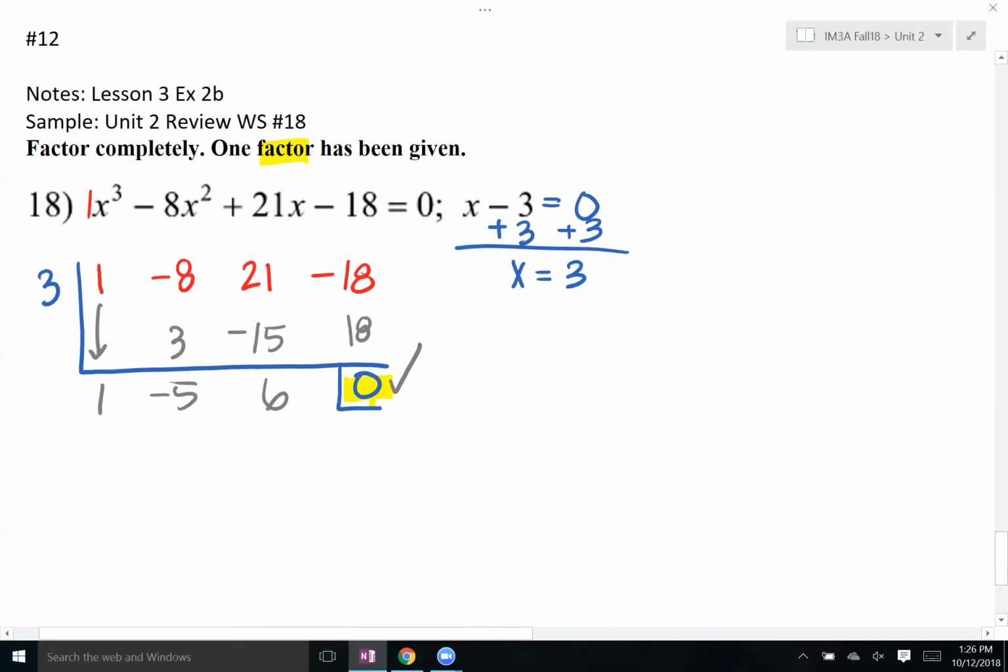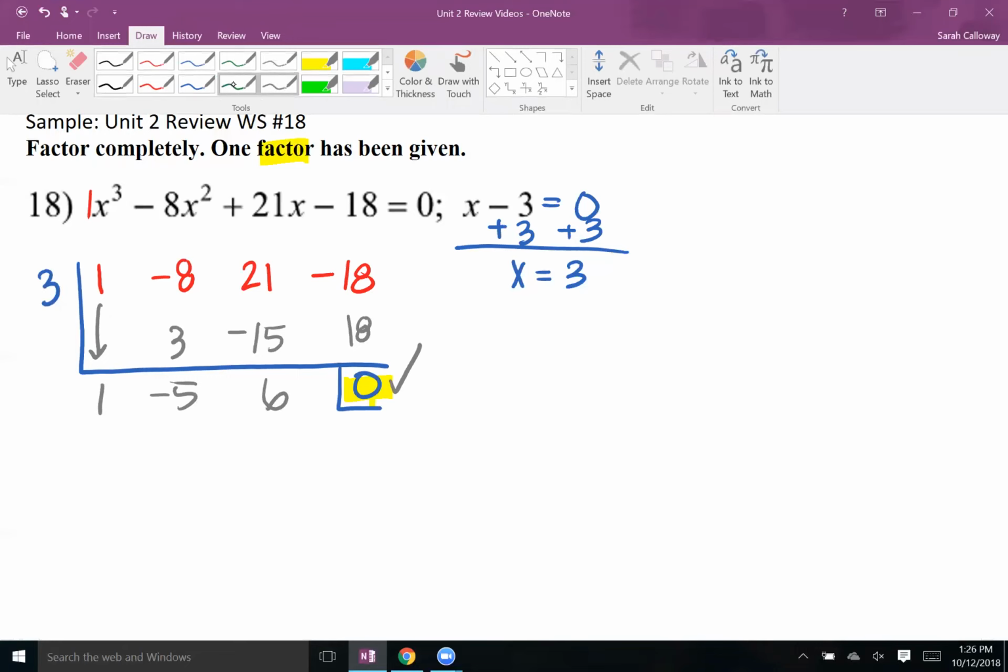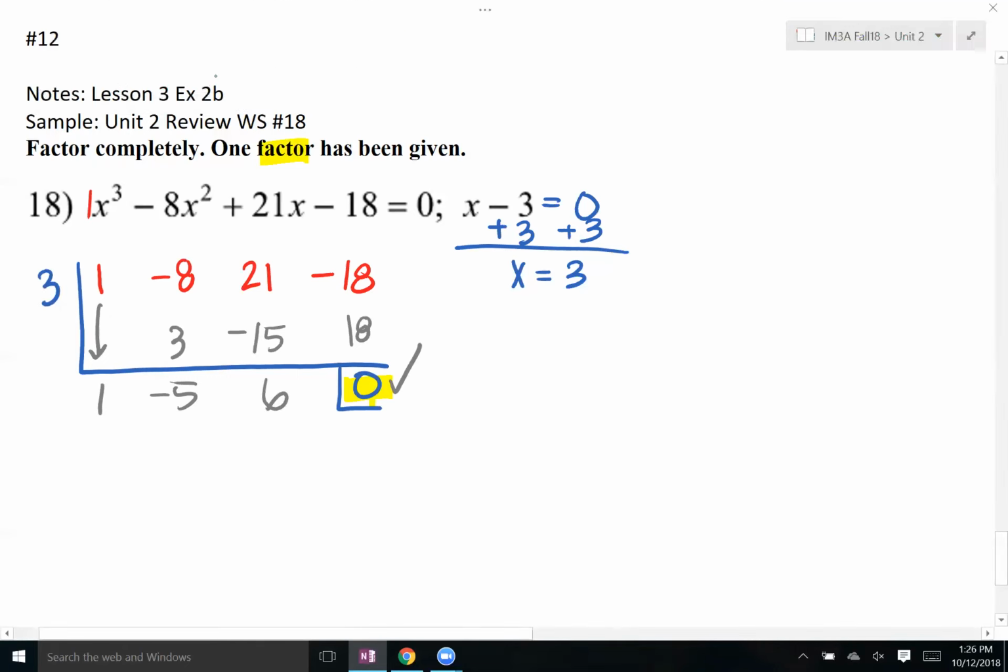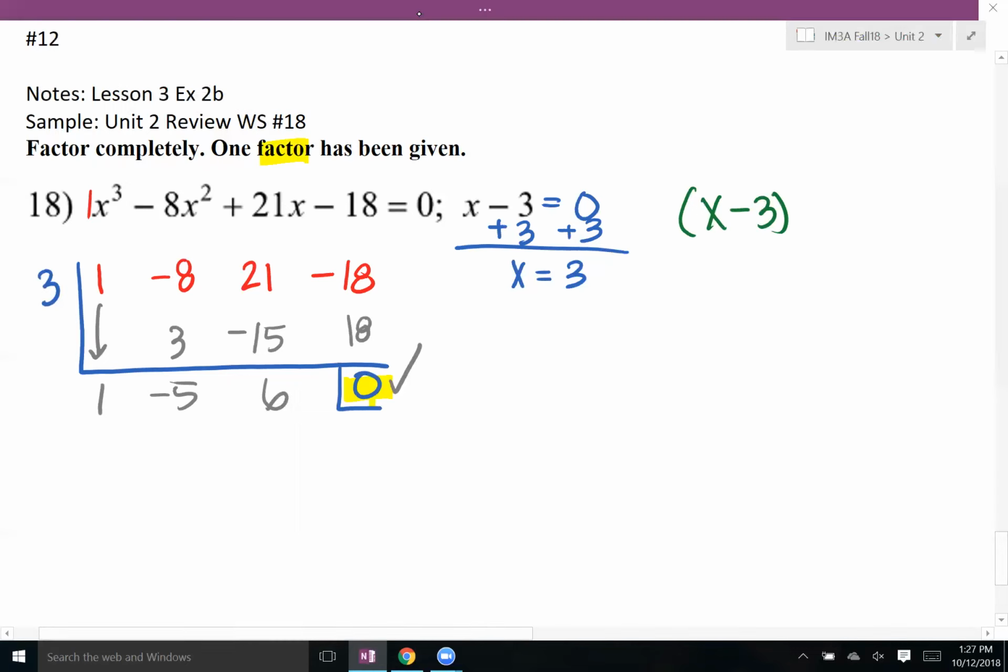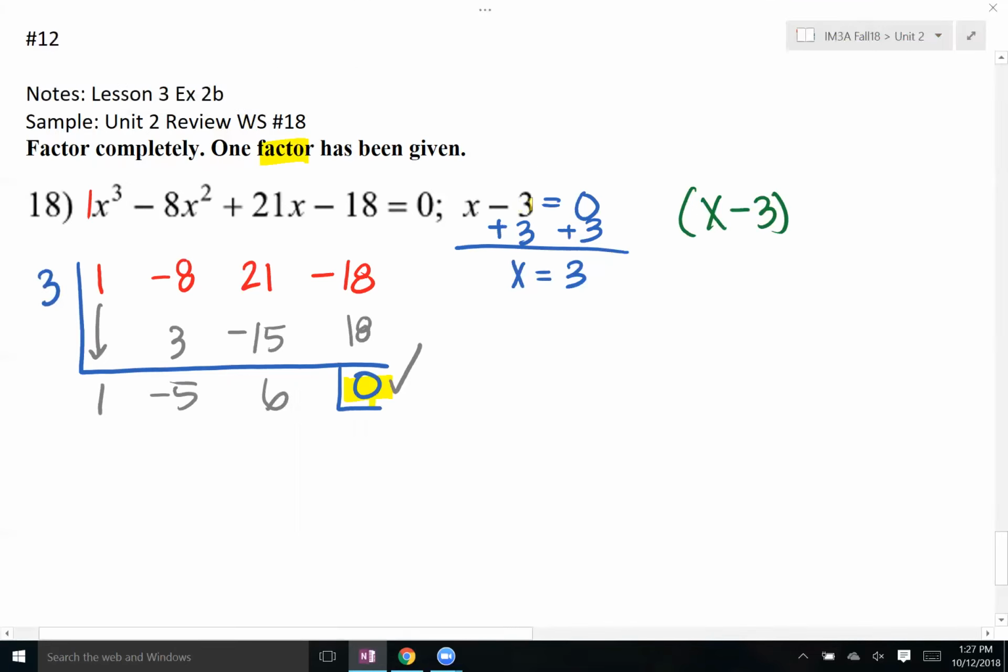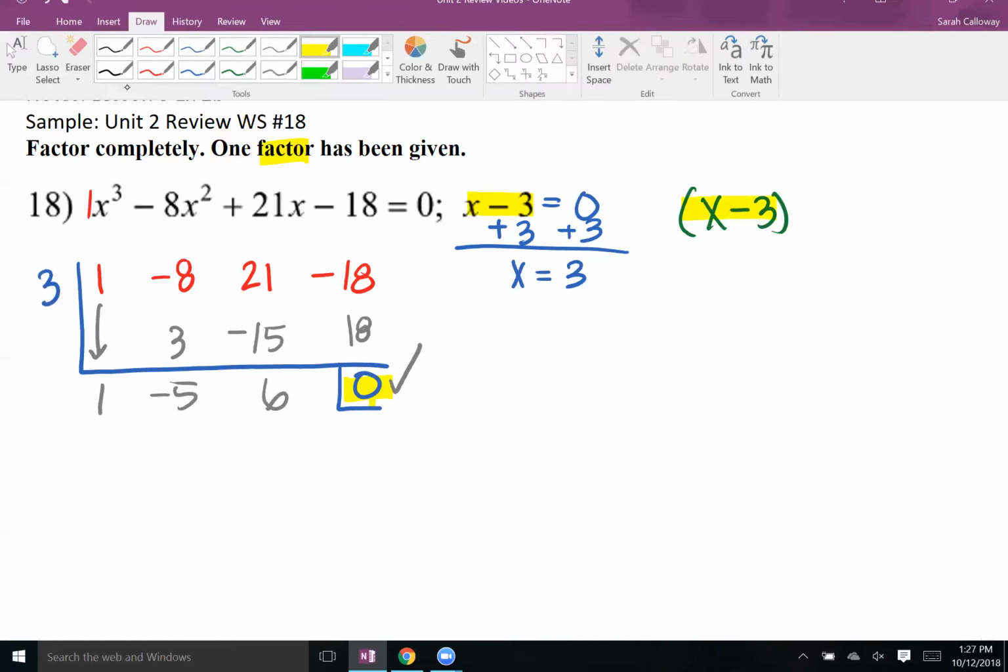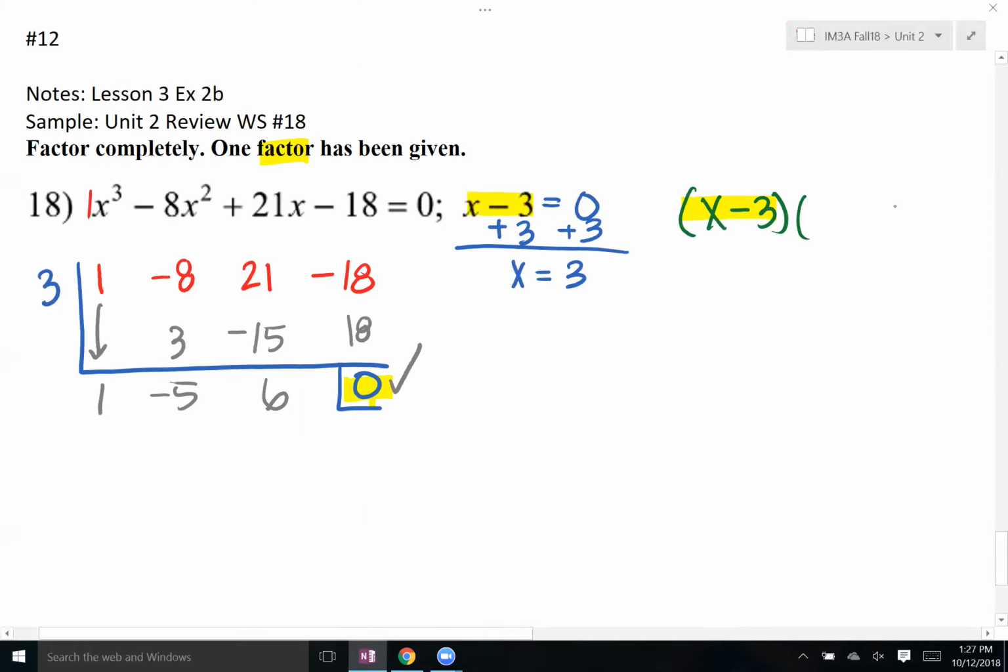From here, what we know, because of what they gave us, is that our factors are x minus 3, because they told us that one, and then whatever the factors of this result are going to be the rest of our answers. So we're going to have 3 factors for an answer, and we know that because it's cubic.